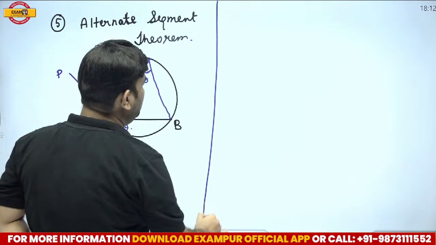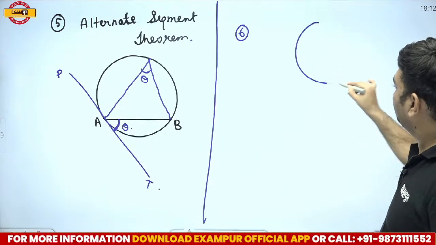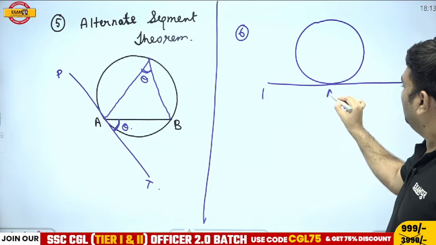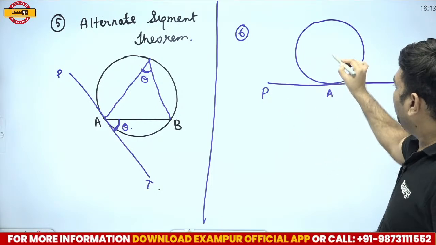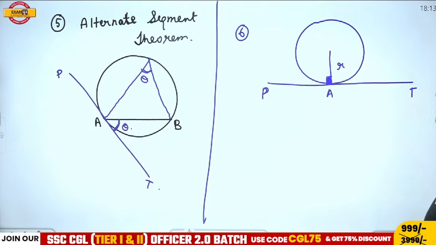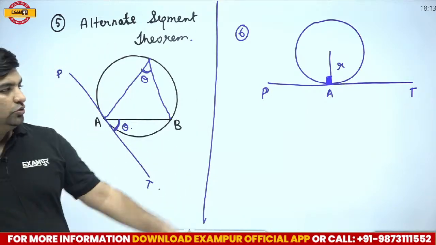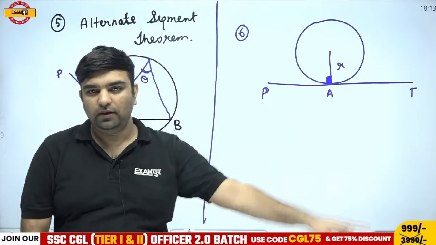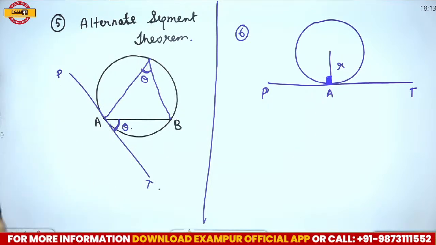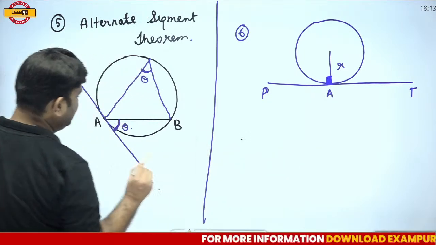For its proof, a few basic properties are required. The first basic property is that a tangent to the circle makes 90 degrees with the radius at the point of touching. With the help of this, guys, we can prove this.